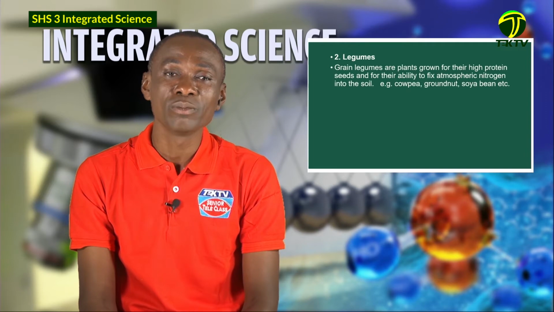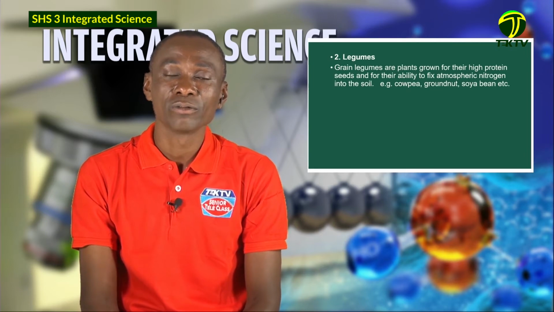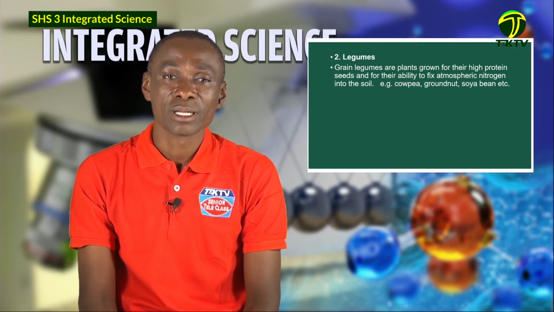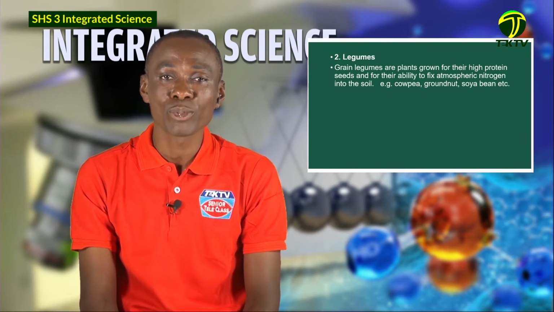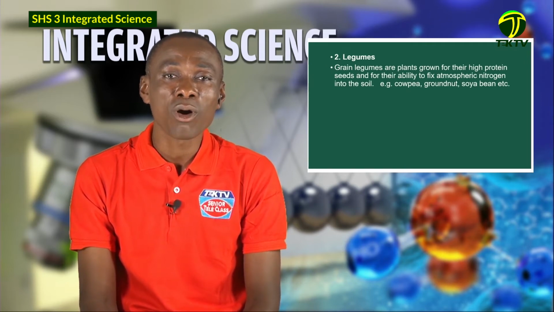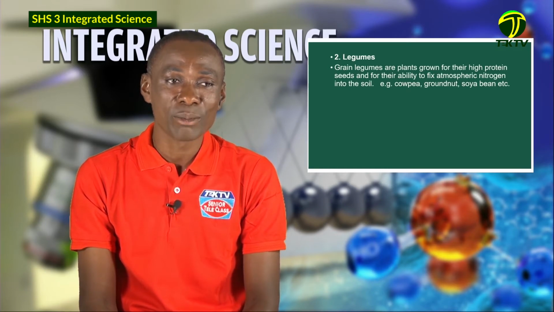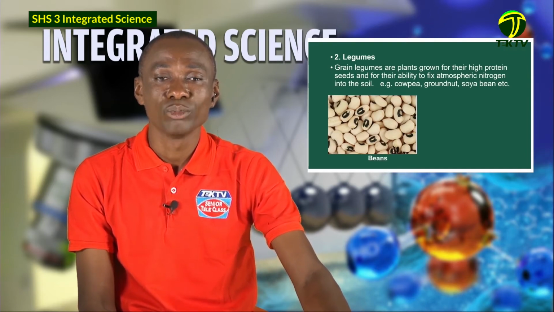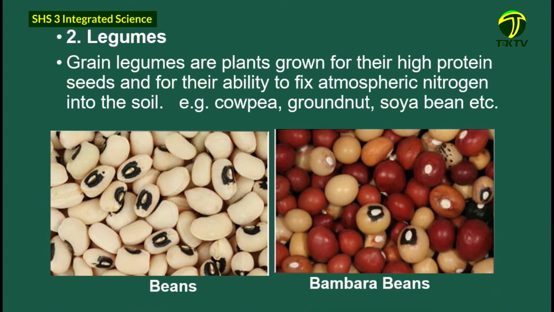Earlier on in our lesson on the nitrogen cycle, we already discussed the presence of rhizobium in the root nodules of leguminous plants that fix nitrogen into the soil for crops. So when you talk of leguminous crops, the examples that come to mind include cowpea, groundnut, soya bean, bambara bean, and all the other species of the bean family. As you can see from the diagram, beans and bambara beans are good examples of grain legumes.